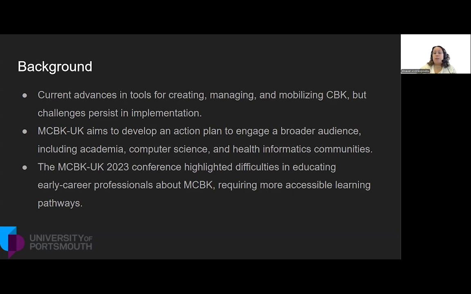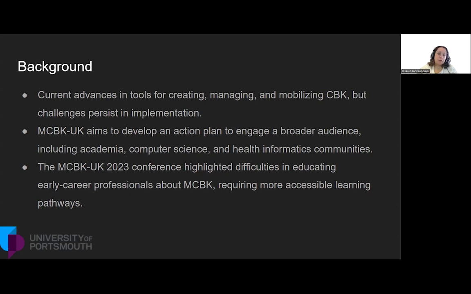The MCBK UK group, which focuses on mobilizing computable biomedical knowledge in the UK, has been working to engage a more diverse audience, which includes people from academia, computer science, and of course, health informatics. At the 2023 UK conference, one of the key concerns raised was the difficulty of introducing early career professionals to MCBK concepts. The idea we had was very clear.